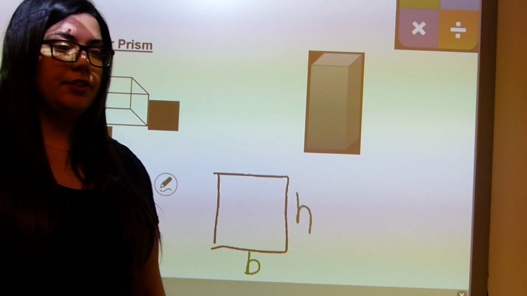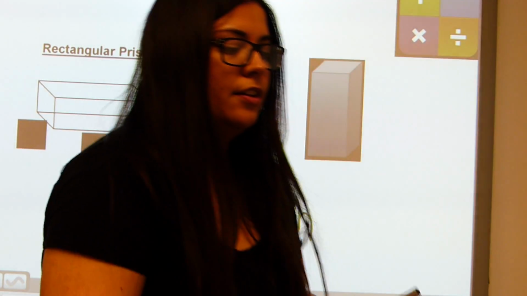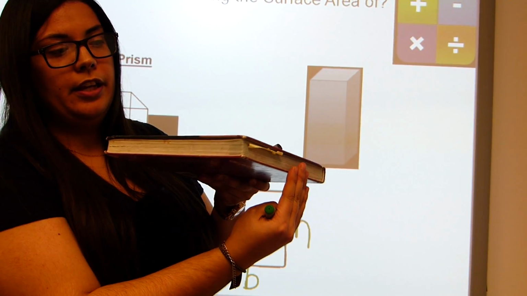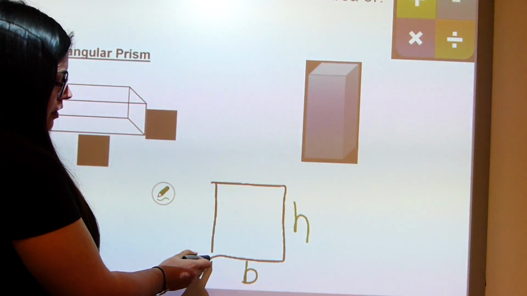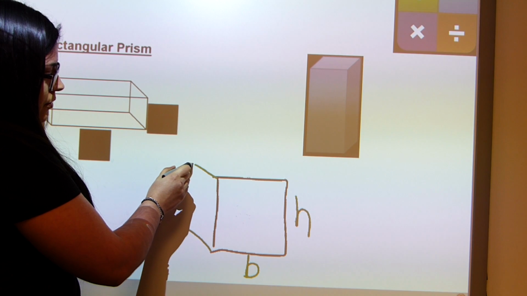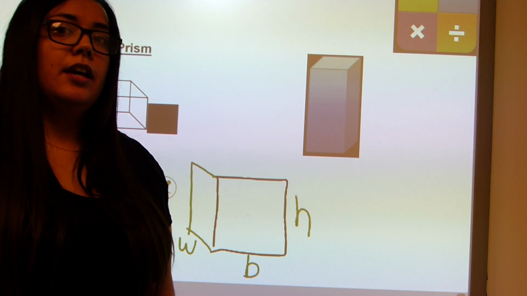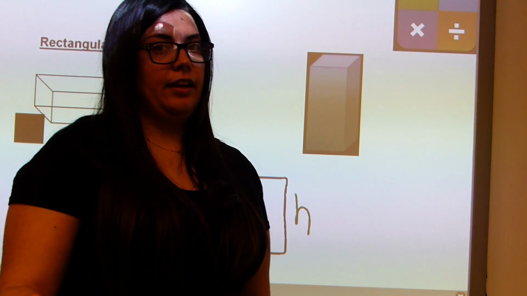So for a rectangular prism, it's now 3D. So it actually has the base, the height, but now you also have the extra width. If we're going to show that by drawing it, the width actually comes out like that. So now you're going to have width. And also in surface area, instead of saying base, we say length. Okay?